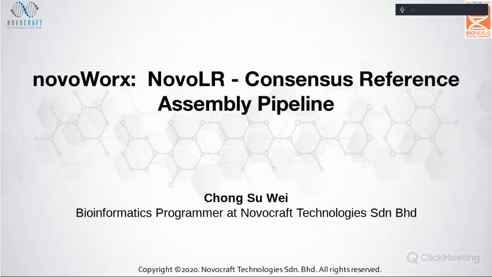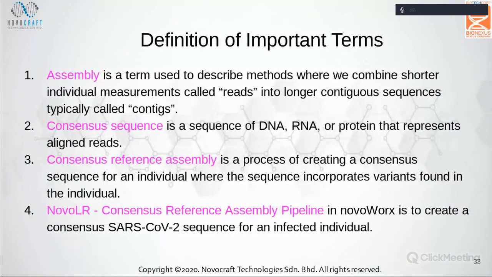Good morning, everyone. I'm Sue, a bioinformatics programmer at novoCraft Technologies. I will talk about the novoLR consensus reference assembly pipeline built in novoWorx. Before we start on this pipeline, I would like to explain the important basic terms first. Assembly is a term used to describe methods where we combine shorter individual measurements called reads into longer contiguous sequences, typically called contigs. In other words, assembly is the process of turning shorter reads into longer contigs.